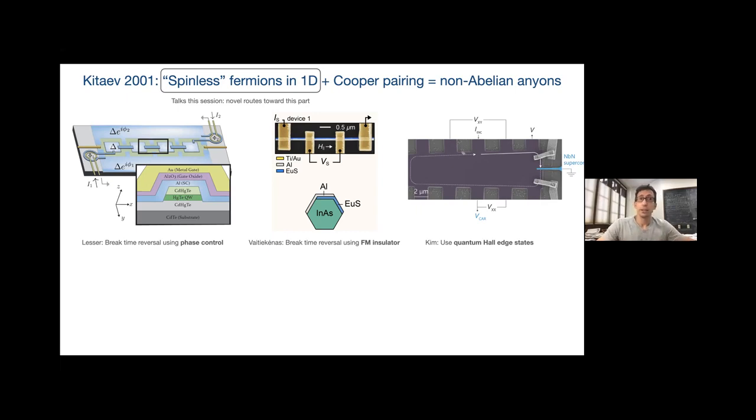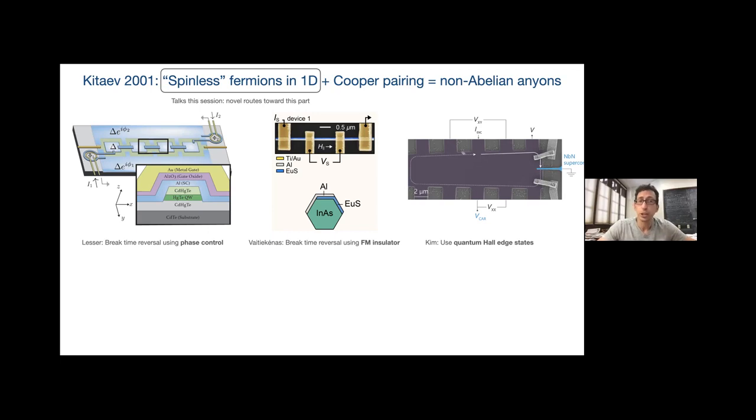Now 20 years ago, he taught us that if you take spinless fermions in 1D, gap them out by Cooper pairing, out comes Majorana zero modes, which underlie all of the non-abelian anyon physics that is the subject of this nice conference. So I will loosely try to unify the three beautiful talks that we heard in this session as proposing novel routes towards solving the first part of that equation, namely trying to get spinless fermions in 1D.